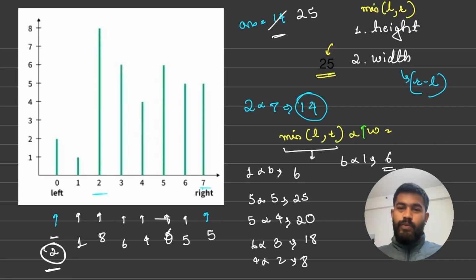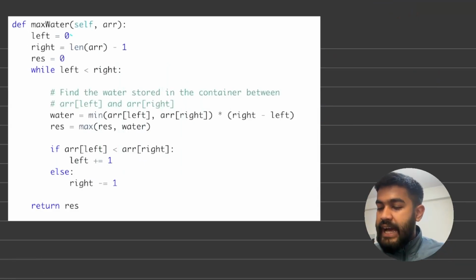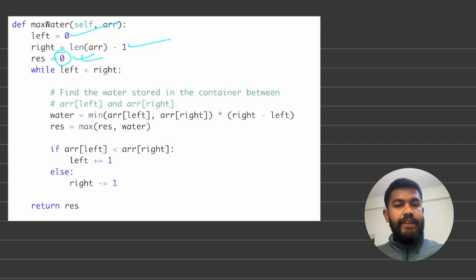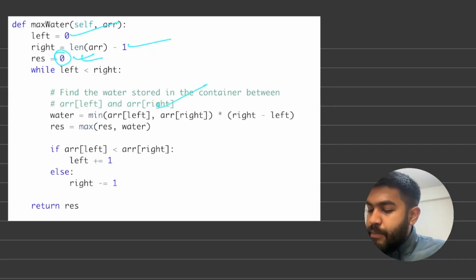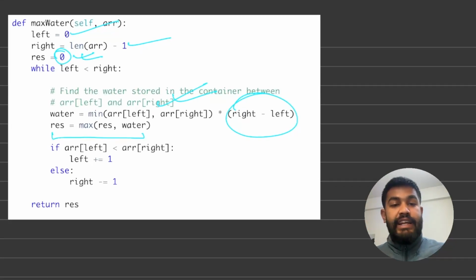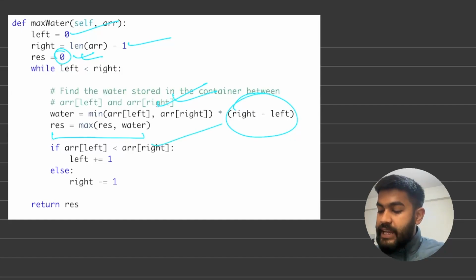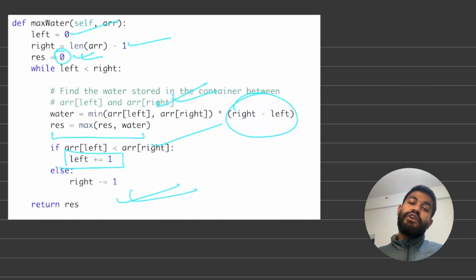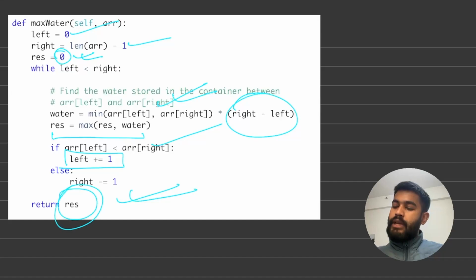Now let us see, if I implement this, what would this approach look like? As told, we would have left equals 0 and R equals length of that minus 1. Then the result calculated up till now is 0, and we would keep doing that until L and R don't cross each other. So we would calculate the minimum multiplied by the width. Okay, we would update the answer if needed. If the answer was already more, it won't update. Then if the left is less, we would increment the left. If the right is less, we would decrement the right. And the max of that would be our answer.